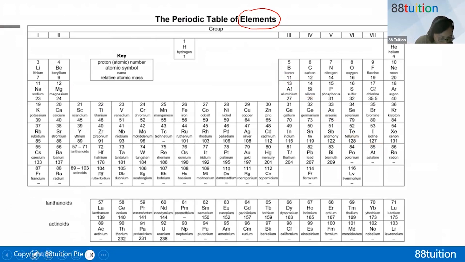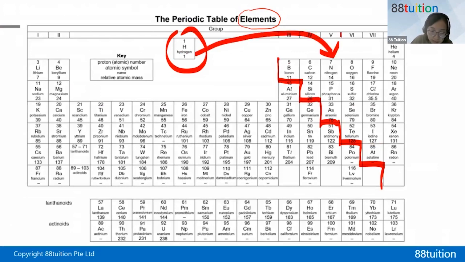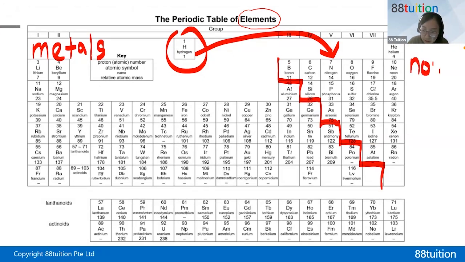So I just use a highlighter using red. Vertical line, horizontal, vertical, horizontal, vertical, horizontal, vertical, horizontal, vertical, horizontal. You draw it on your own. Then just take note, hydrogen belongs here. Left-hand side is all the metals. Right-hand side is all the non-metals. So hydrogen is a non-metal. On the right-hand side is non-metal, left-hand side is metal, and all of them are elements.